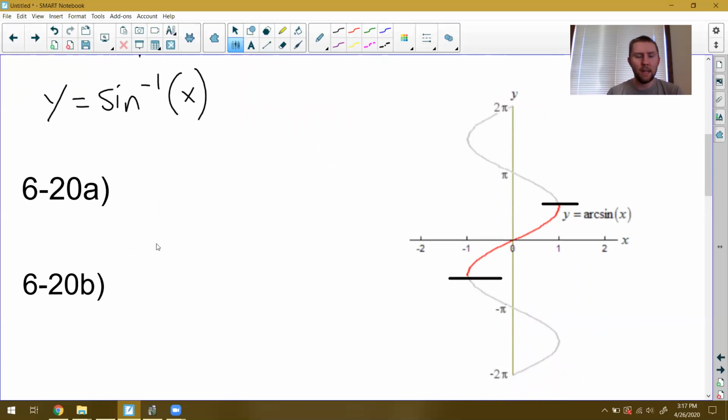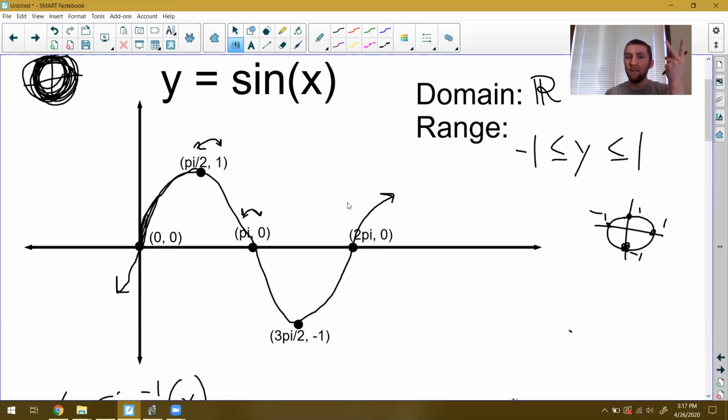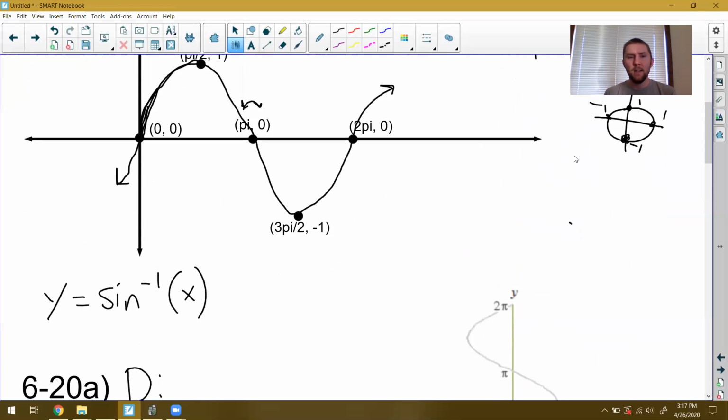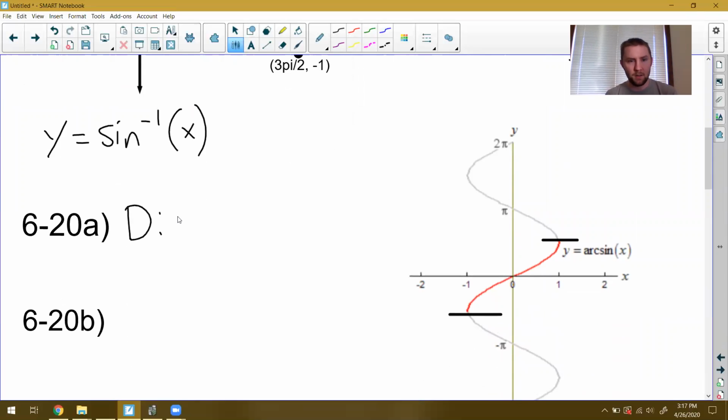So for 6-20A, if we write down the domain of sine inverse, what x values are we allowed to put in there, okay? Well, if we think about it in terms of the inverse of this function, the domain of the inverse should be this, right? This very restricted thing. And instead of saying y, I'm going to say x. So the domain of sine inverse is negative 1 less than or equal to x less than or equal to 1, which basically means I'm allowed to put into the sine inverse function any value between negative 1 and 1, and I will get some y value back, okay?